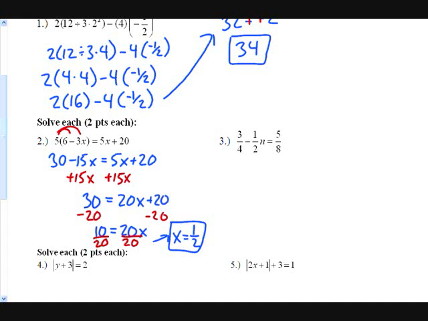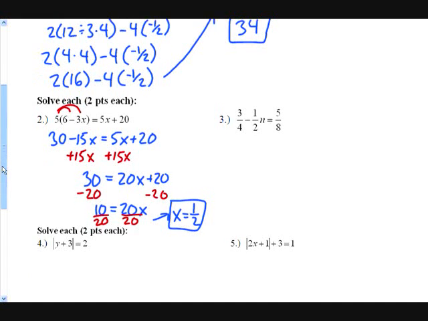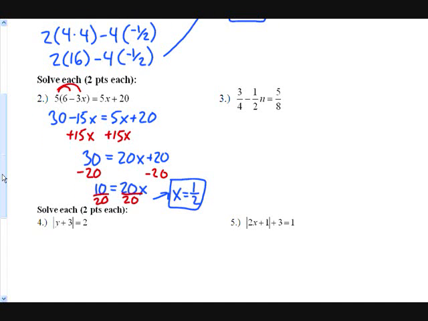For the next one, anytime I'm dealing with an equation that has fractions in it, the first thing I want to do is get rid of all the fractions by multiplying through by the common denominator. Here, the common denominator between 4, 2, and 8 is just 8. So I'm just going to multiply each side of the equation by 8. And when I do that, I'm going to have to do a little bit of distributing. Over here, I have to distribute the 8 to each piece.